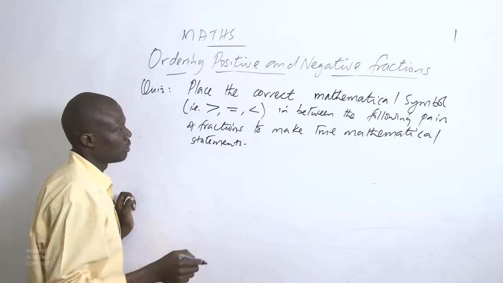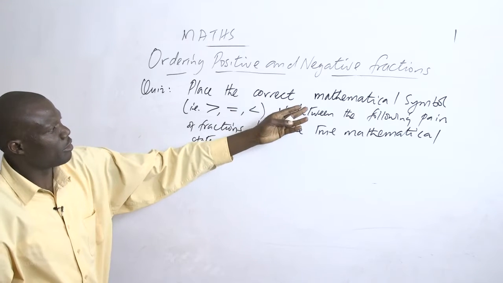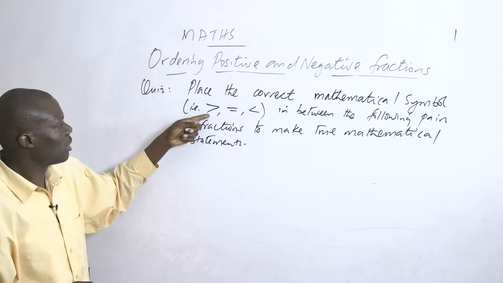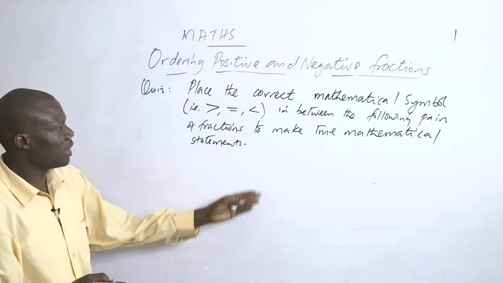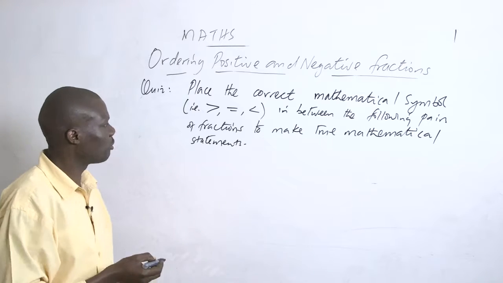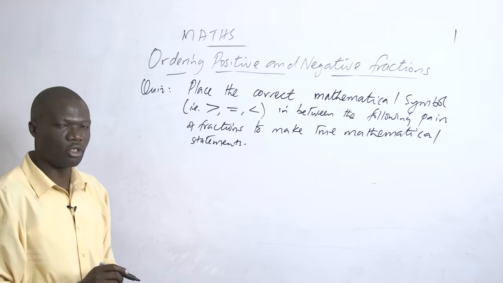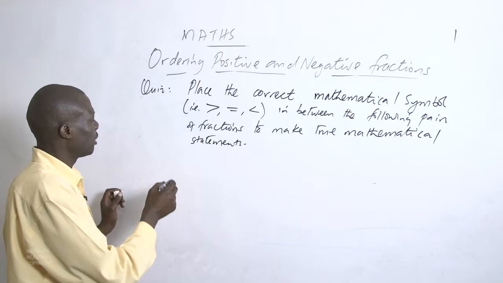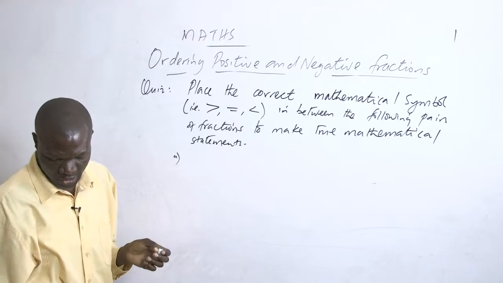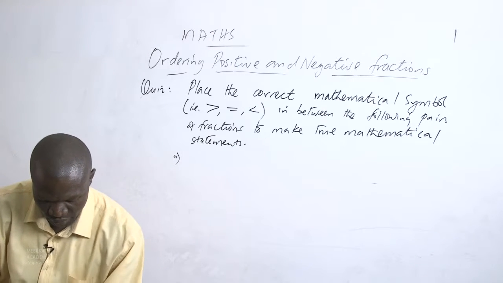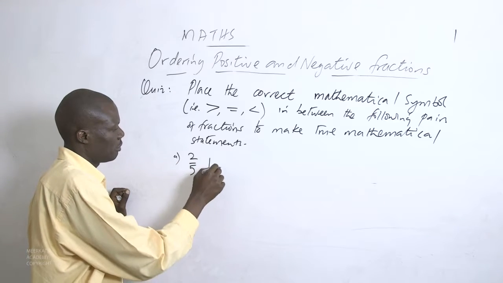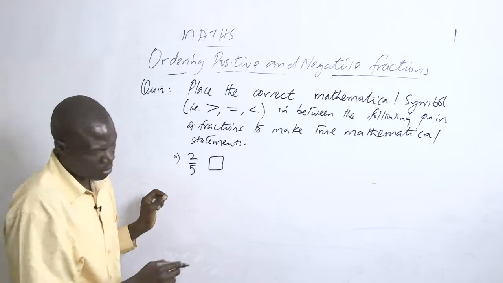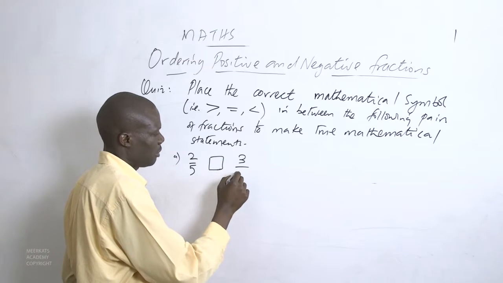Place the correct mathematical symbol, greater than, equals to, or less than, in between the following pairs of fractions to make a true mathematical statement. Part A is 2 over 5, 3 over 5.